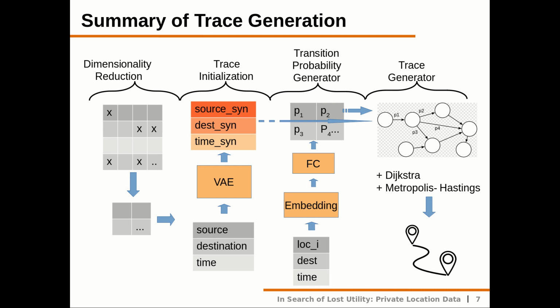Every node, sorry. And in order to generate a trace, we now have the source and destination from the trace initializer. So we run Dijkstra's shortest path algorithm. It's a little bit tweaked in order to get the most probable path between the two locations that has been generated by the variational autoencoder. Plus, we introduce some randomness with Metropolis Hastings, because Dijkstra is, of course, a deterministic algorithm.